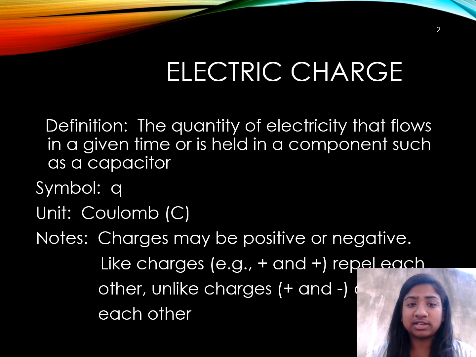Let's see what electric charge is. It is the quantity of electricity that flows in a given time or is held in a component such as a capacitor. The symbol to denote electrical charge is Q and its unit is coulomb. Charges may be positive or negative. Like charges repel each other and unlike charges attract each other.